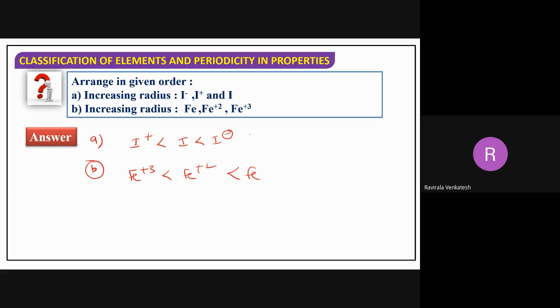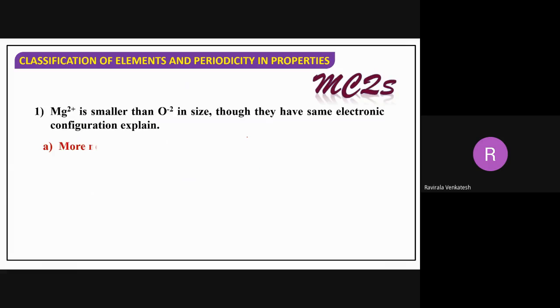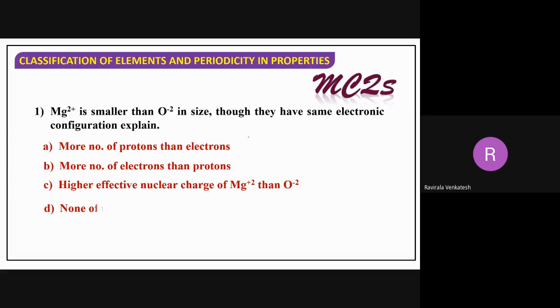Because I told you, the size of the cation is inversely proportional to the charge. If you remember this concept, you can write n number of problems. Now here, this question, if you observe, I will conclude within 1 or 2 minutes only.